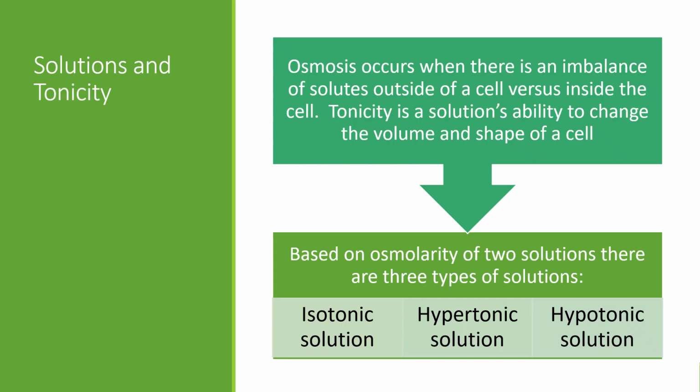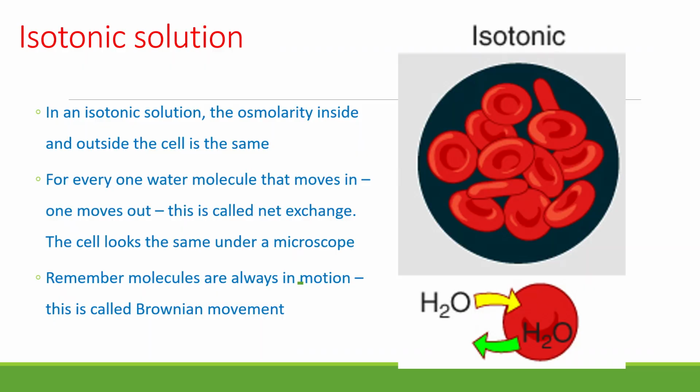We have three different ways that we can identify our solutions. We can refer to them as isotonic, which means that the solute concentration on both sides of the membrane is the same. We have hypertonic solutions, which are highly concentrated solutions, and we have hypotonic solutions, which are very dilute solutions.